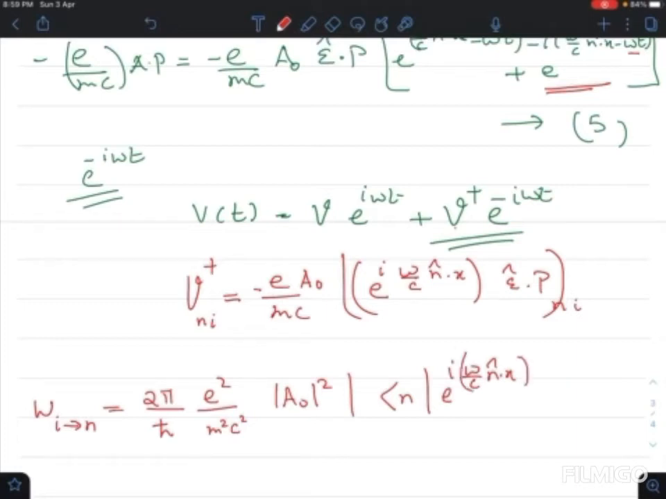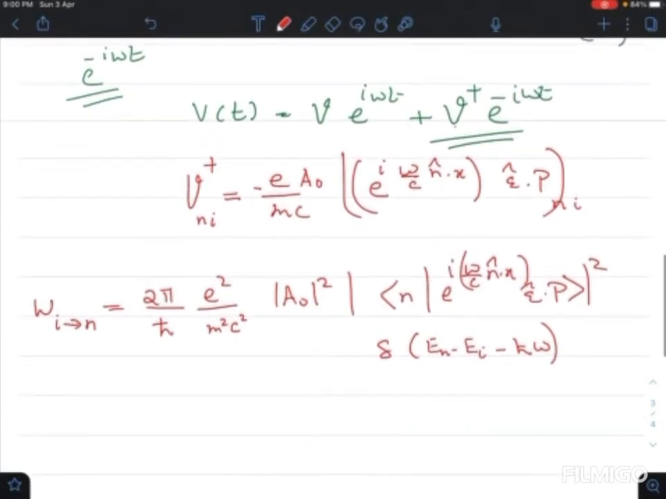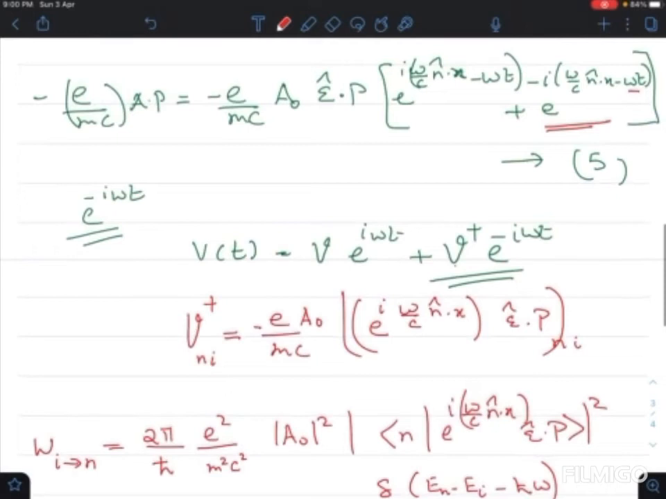Okay. Then we have ε·p, that modulus square, because the whole thing becomes V†_ni. Then you have the delta term, δ(E_n − E_i − ħω). Okay. So this you have to learn. Only if you know what is harmonic perturbation, you can do the classical interactions. Okay. So this I'll give it as equation number 6. This is 7.